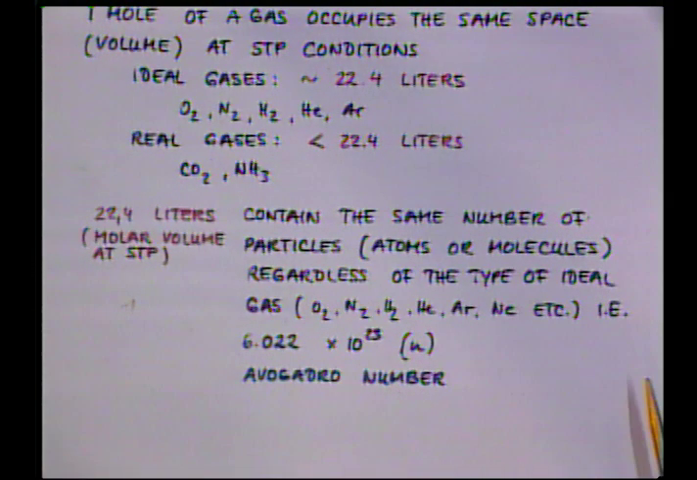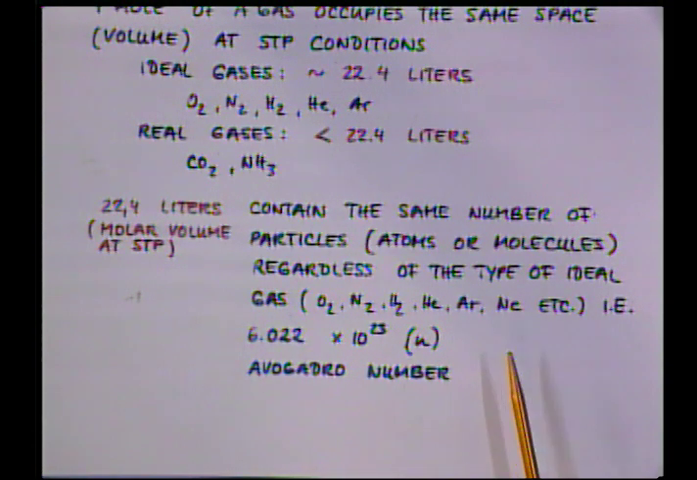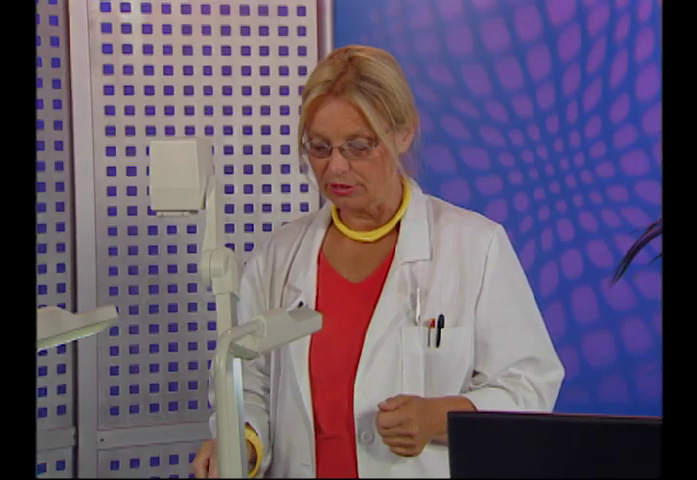And also, this molar volume will contain the Avogadro number of individual gas particles, which is the Avogadro number, or capital N, subscript A, which I haven't written here, but that's how we define it. 6.022 times 10 to the 23rd power of individual particles, whether they are molecules or atoms. Doesn't make any difference here. That is called the Avogadro number.